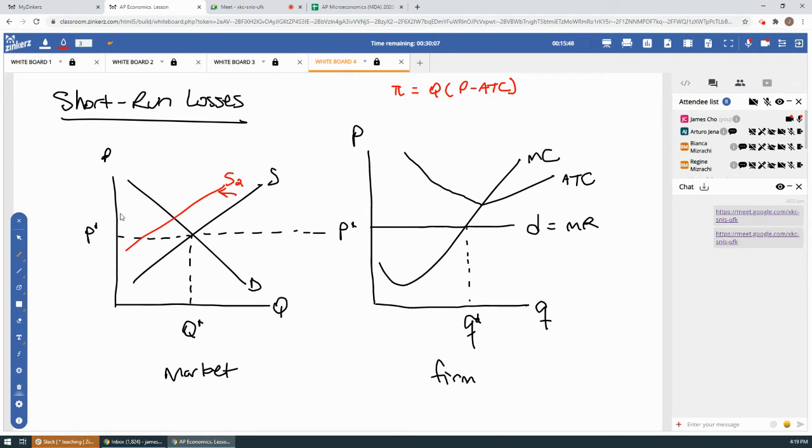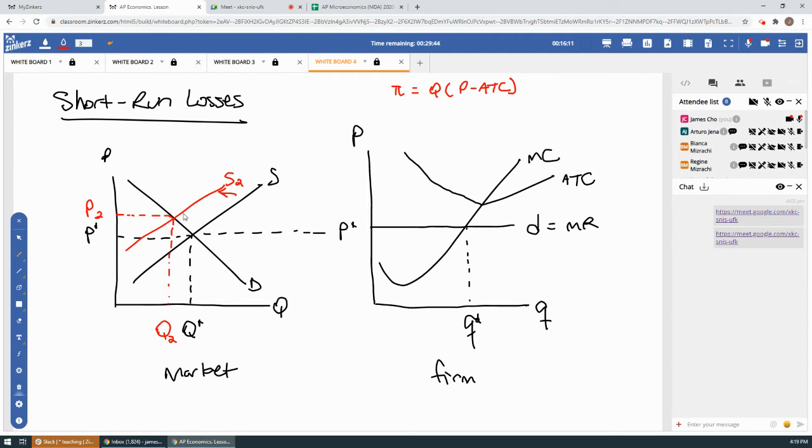For the remaining firms, that actually makes their situation a little bit better. Just think about it. There are fewer competitors out there, so there's less market supply. That's going to cause the market price to increase. And how does this affect the consumer? If the price increases, that's a higher price that they have to pay.